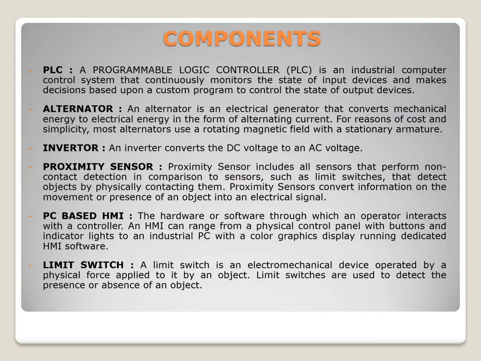PLC, a programmable logic controller, is an industrial computer control system that continuously monitors the state of input devices and makes decisions based upon a custom program to control the state of output devices. Alternator. An alternator is an electrical generator that converts mechanical energy to electrical energy in the form of alternating current. For reasons of cost and simplicity, most alternators use a rotating magnetic field with a stationary armature. Inverter. An inverter converts the DC voltage to an AC voltage. Proximity sensor.